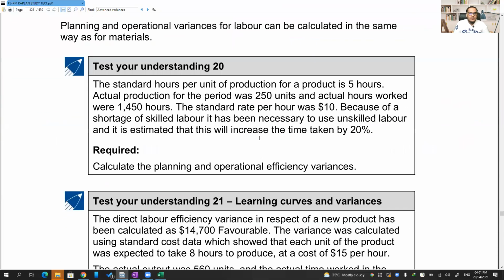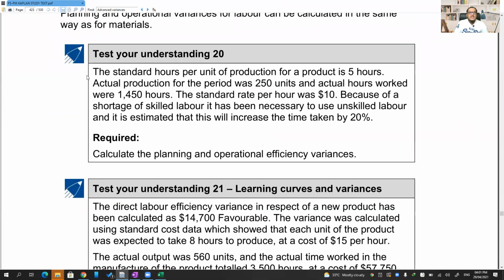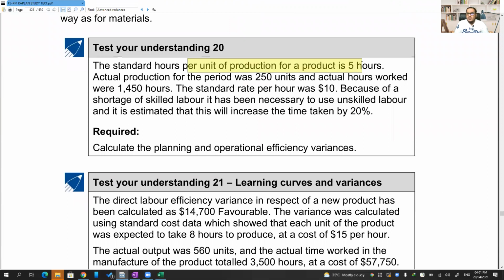Okay, so like that only you'll have. Look at this question just very quickly. Standard hours per unit of production are 5 hours. Actual production for the period is 250 units. Actual hours worked are 1450. Standard rate was $10, but because of shortage of skilled labor, it has been necessary to use unskilled labor, and it is estimated that this will increase the time taken by 20%.